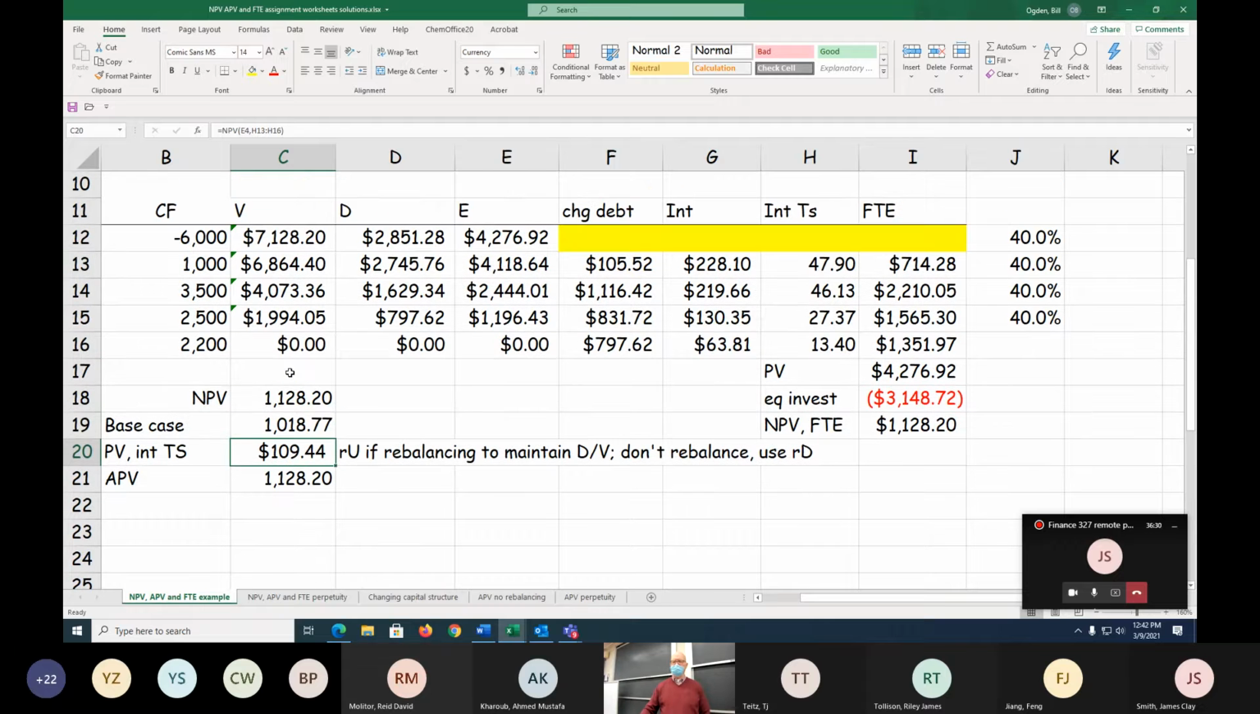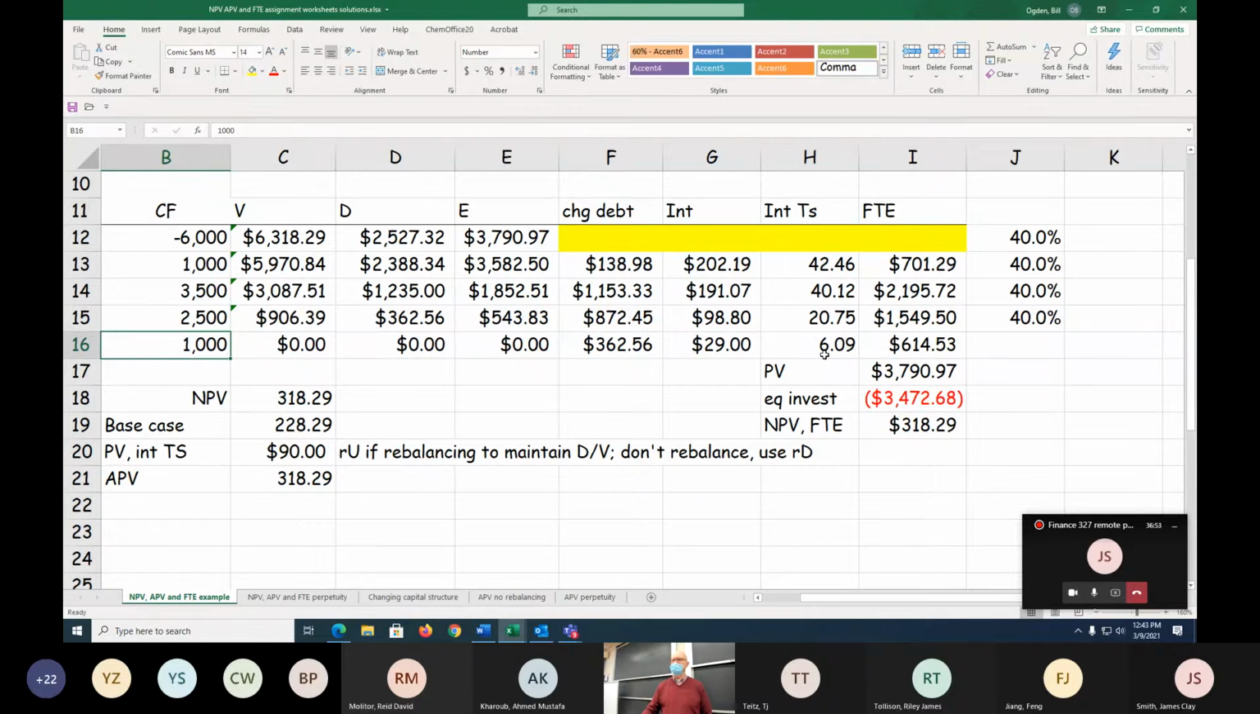And now how do you know whether to use RU or RD? That's the most confusing thing in this entire chapter. And what I try to show, again, I'll do it again here. You see these tax shields? What happens if this last cash flow were 1,000 instead of 2,200? Watch what happens. Well, you just watch these. They're all different, aren't they? So this column is actually tracking this column, isn't it?